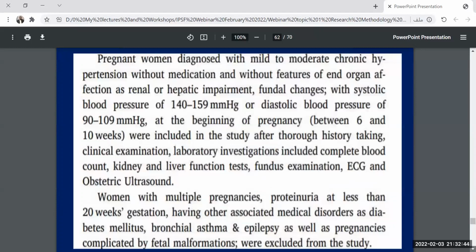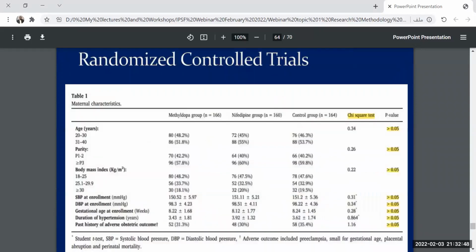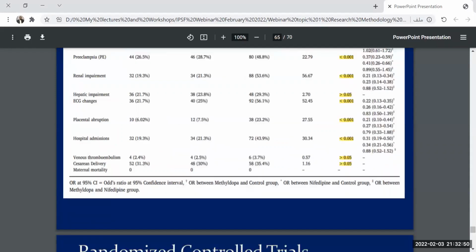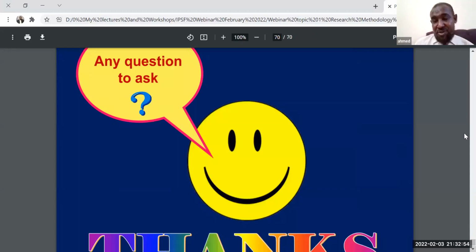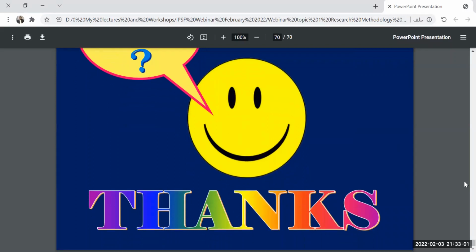Doctor, we have a question from Ahmad. He is asking, how can I write a research proposal for a master's? Okay. The first point to write a proposal or to conduct a study is to conduct a literature review.